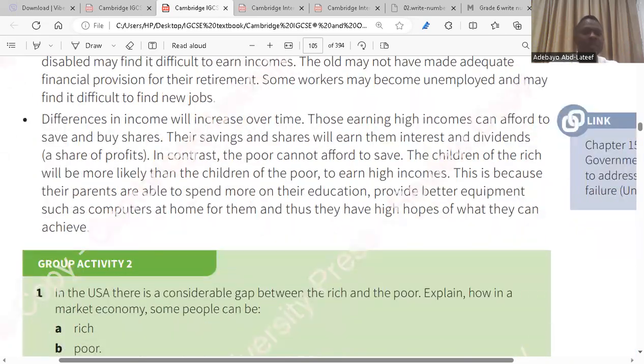Differences in income will increase over time. Those earning high incomes can afford to save and buy shares. Their savings and shares will earn them interest and dividends, a share of profit. In contrast, the poor cannot afford to save. The children of the rich will be more likely than the children of the poor to earn high incomes. This is because their parents are able to spend more on their education, provide better equipment, such as computers at home, and thus they have high hopes of what they can achieve. So the last point is that the rich become richer, the poor become poorer. That is the point. Is it clear?